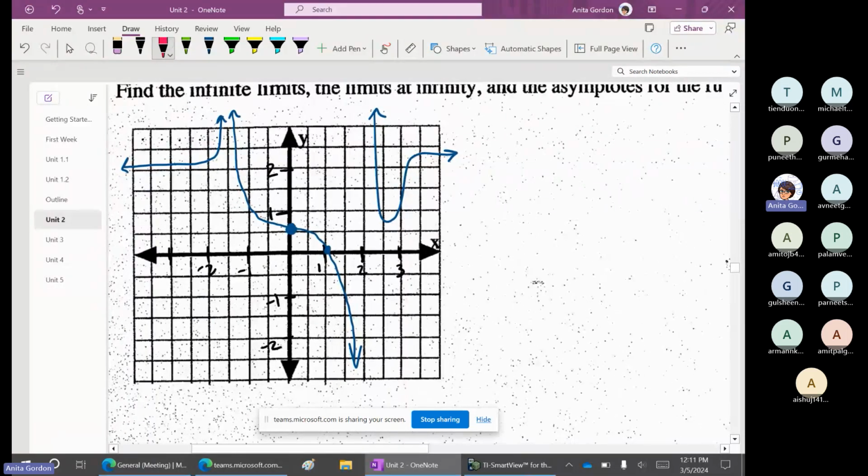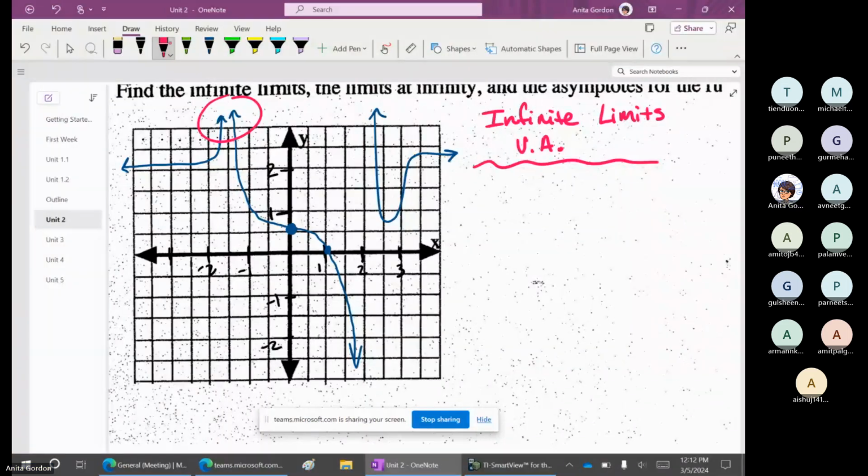The infinite limits. In other words, we are looking at vertical asymptotes. Let's find those first. I see something going on here and something going on here. So the way I would describe this is by looking at the limit as x approaches, what's that first circle? Negative 2.5. Negative 1.5, thank you, sir.